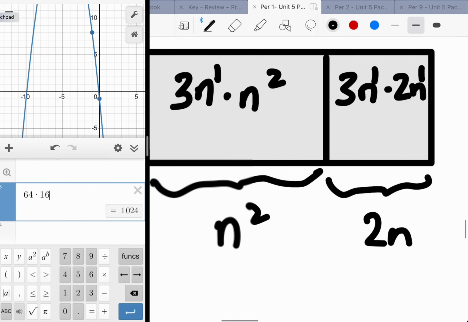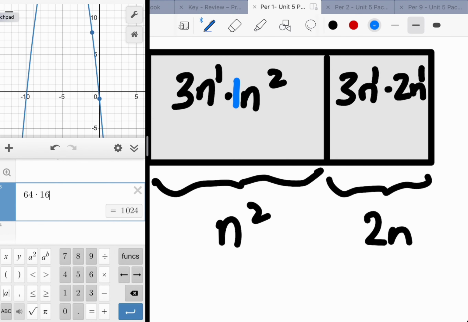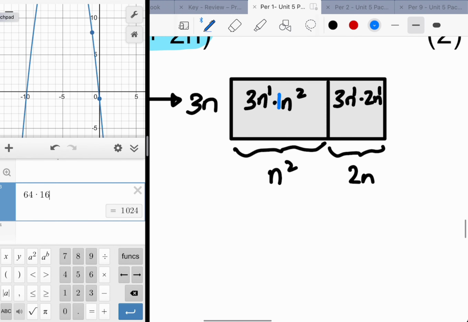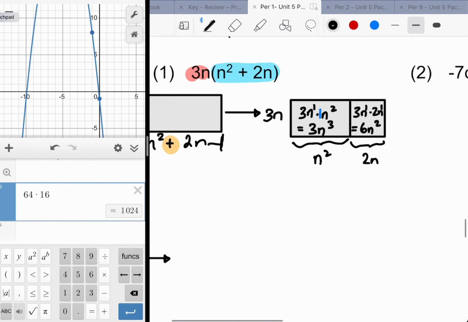There's an understood coefficient of 1 here. So I would be looking at one area that's equal to 3 times 1 is 3, n to the third. 3 times 2 is 6, n to the second. If I want the area of this figure, all I'd have to do is add those two pieces together. So the result, the area, would be 3n cubed plus 6n squared, because they're both positive.